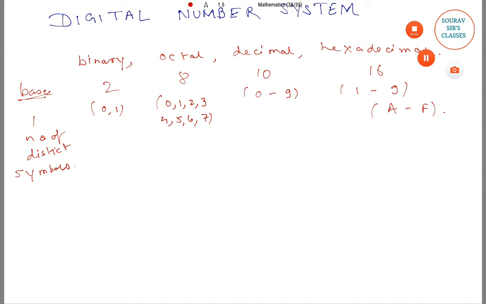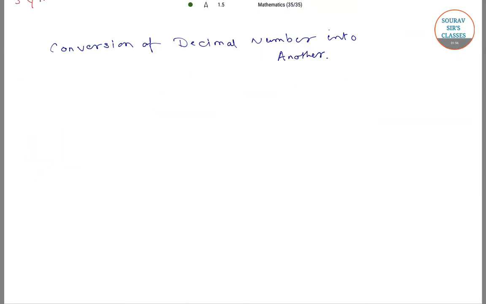Next is conversion of decimal numbers into another. Now to convert any decimal number into any system with base n, we divide the number successively by n. That is, first we will divide the number by n, then we will divide the quotient obtained in the first step by n, and so on.